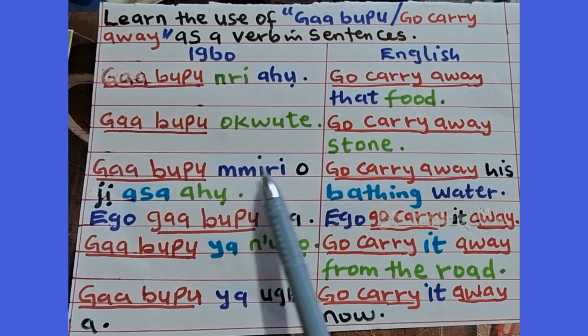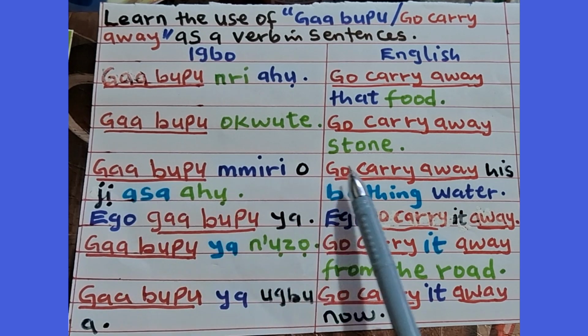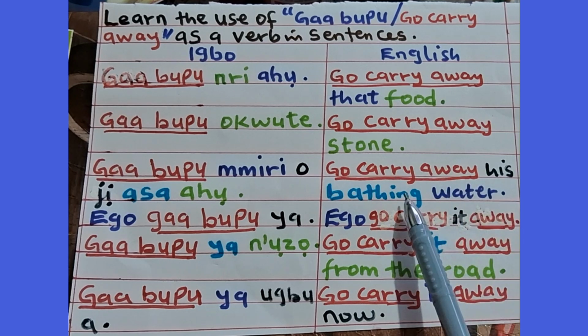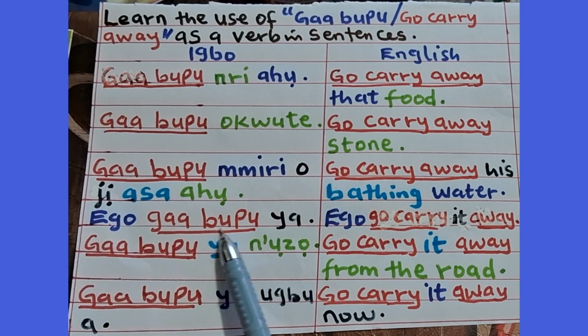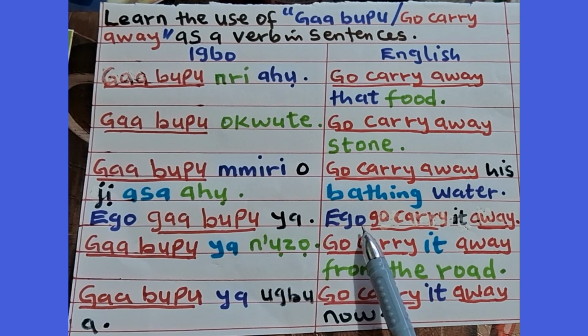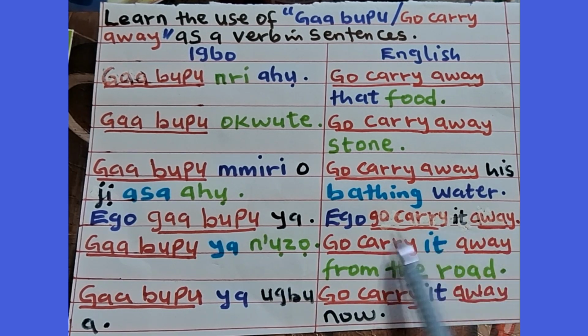Gaa bupu mmiri o ji asa ahụ, meaning go carry away his bathing water. Ego, gaa bupu ya, meaning ego, go carry it away.